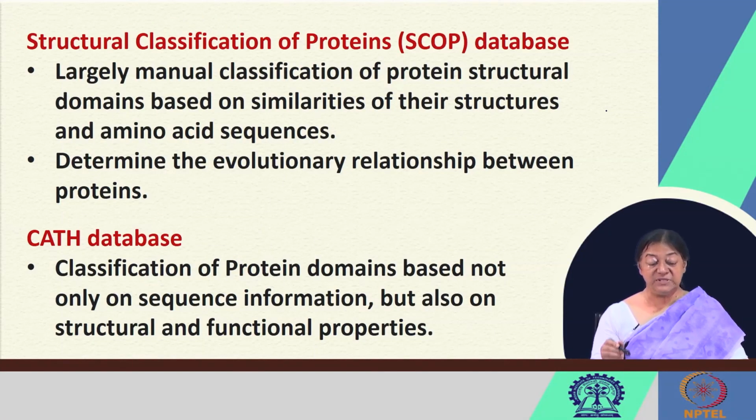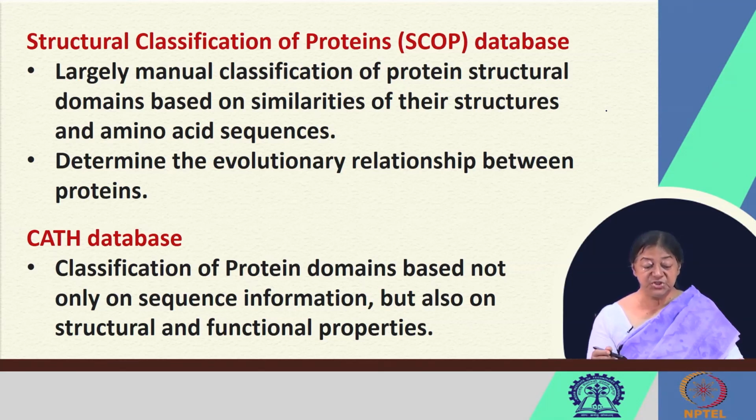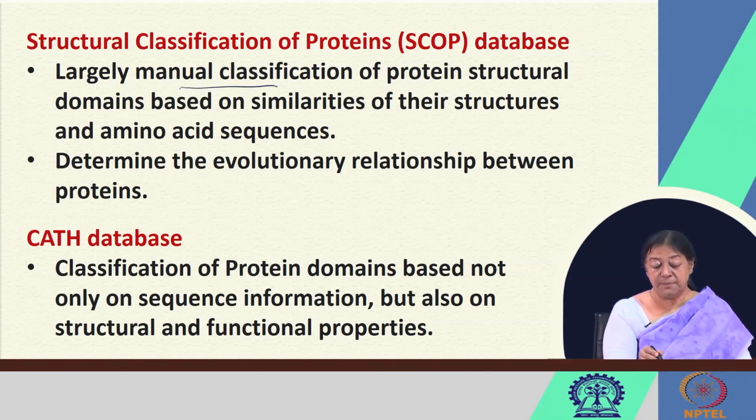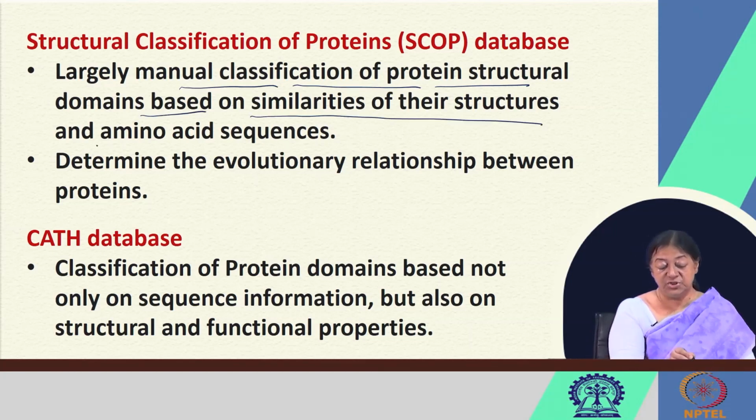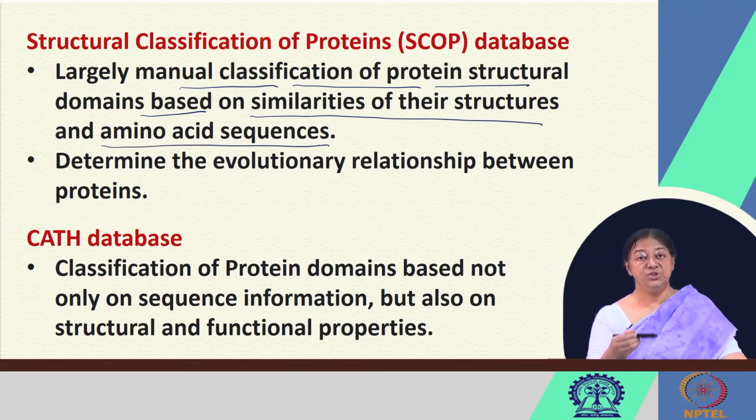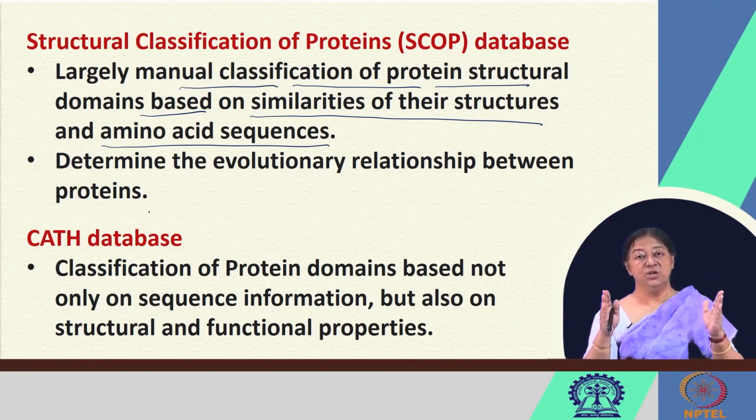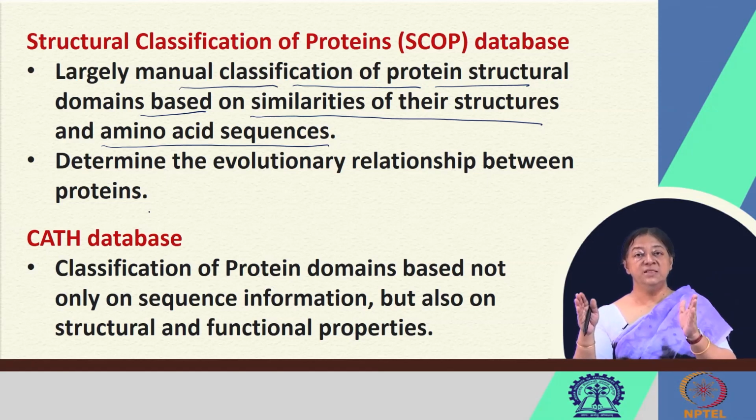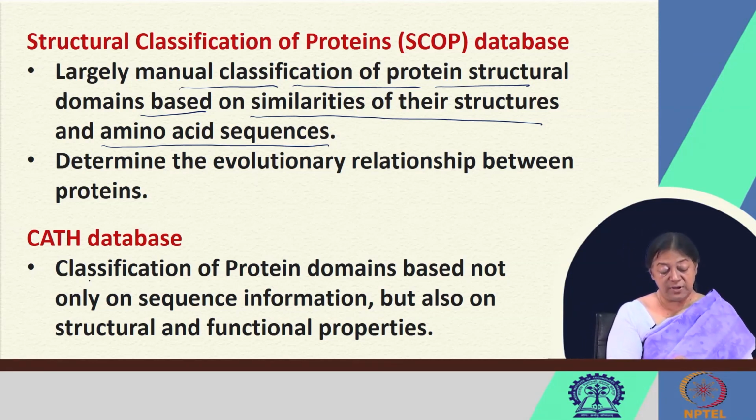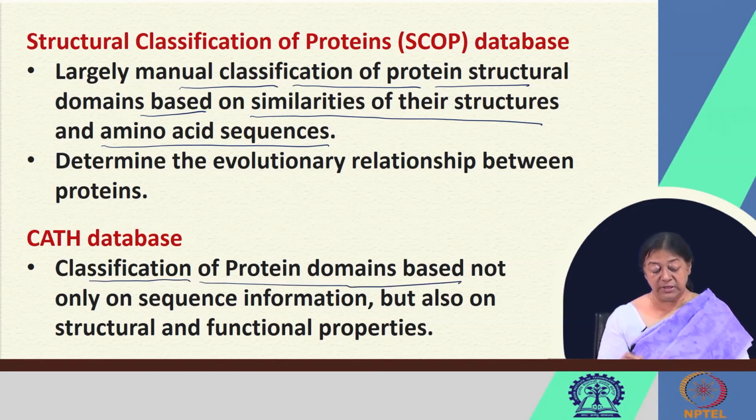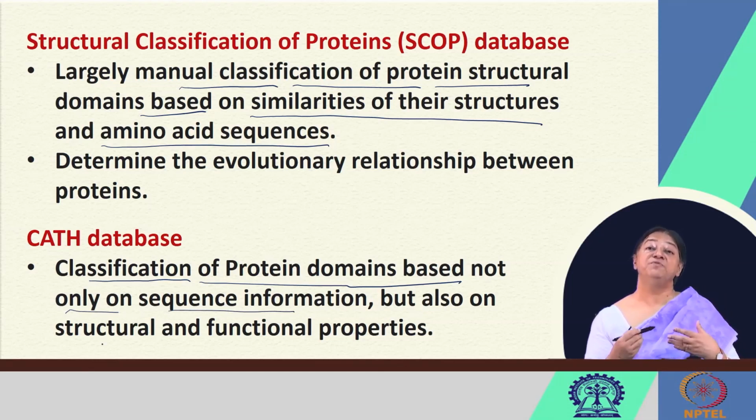And if we look at the specific databases for the structural classification, there is the SCOP database, that is the manual classification of protein structural domains that are based on similarities of their structures and the amino acid sequences, which is useful for structure prediction, knowing that you know the sequence and you can search for this specific type of sequence in the protein data bank sequences that are available, and then look for similarities in structures in ways like this. Then we also have the other CATH database, the classification of protein domains based not only on sequence information, but in addition on structure and functional properties.